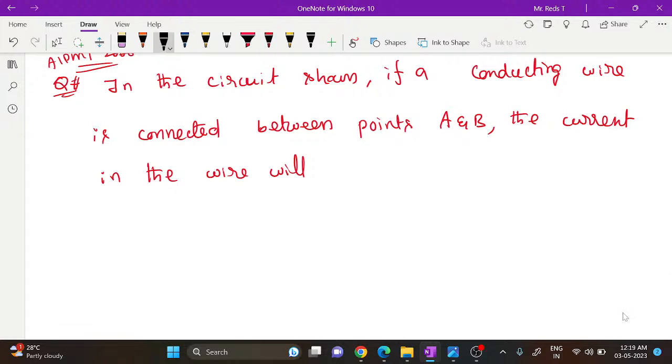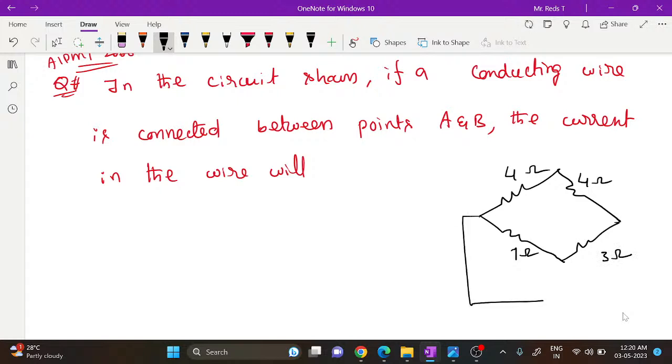You can draw the circuit first. It is given that there is a resistor, one more resistor, here one more, and here the fourth resistor. Four resistors are given. The values are 4 ohm, 4 ohm, and this is 1 ohm, this is 3 ohm, and these are connected to a battery of potential difference V volts.